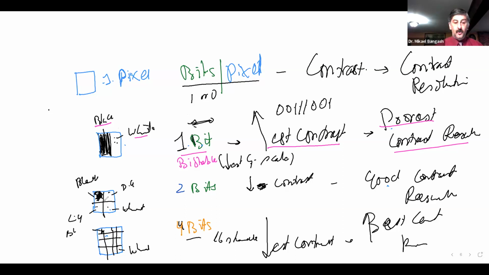2 bits gives you 4 shades. 4 bits give you 16. 5 bits give you 32 shades, and so on. Okay, guys?